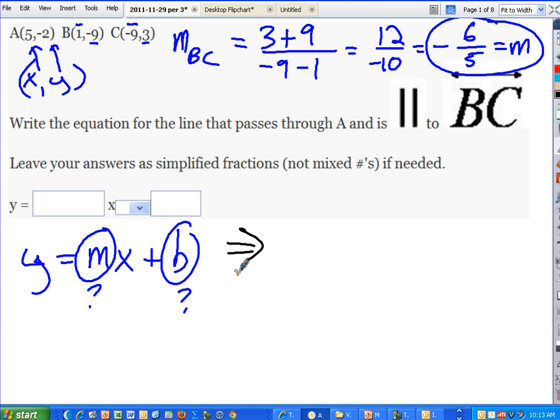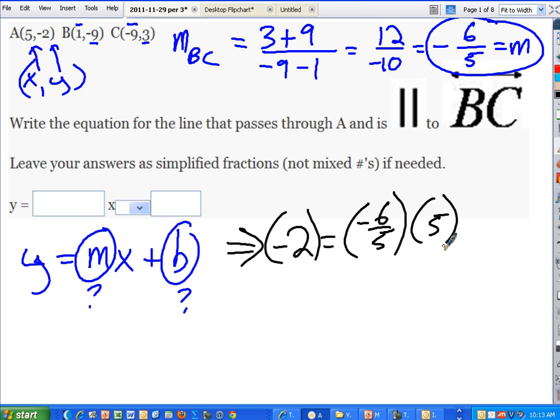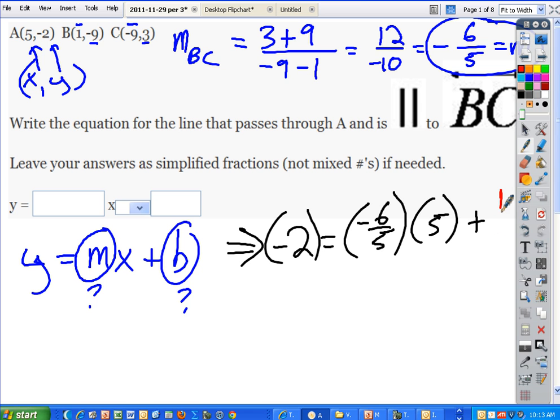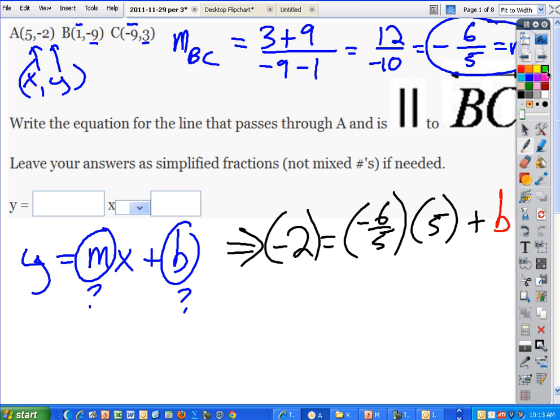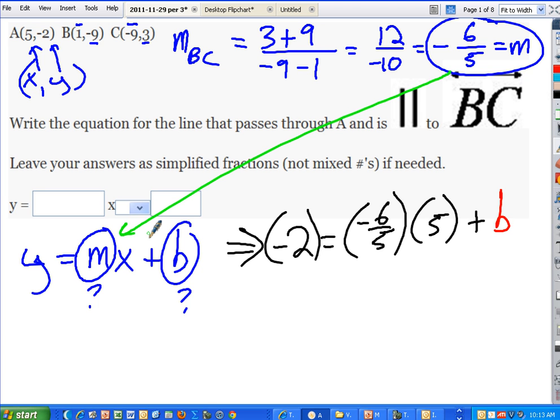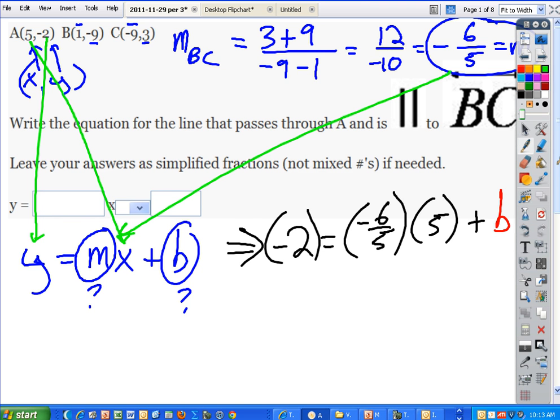So if I plug that stuff in, y is negative 2. M, we said, was negative 6/5. X is 5 plus b. Does everybody see that? How we did that? Yeah. Okay, all we did was we plugged this in there, we plugged that in there, and we plugged that in there, right? Okay, and now we solve for b.